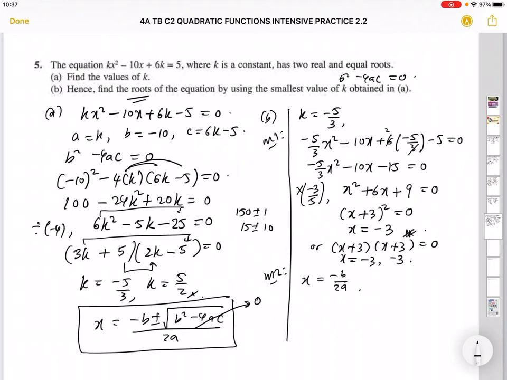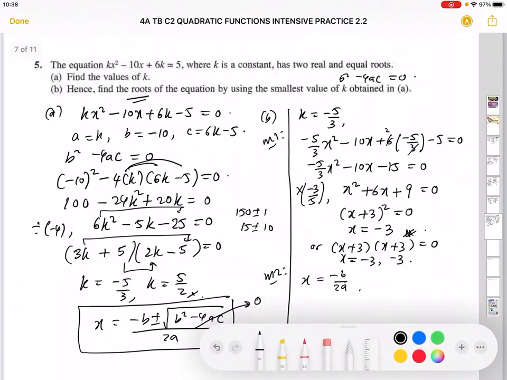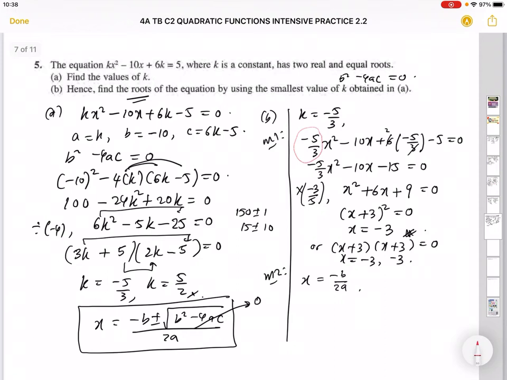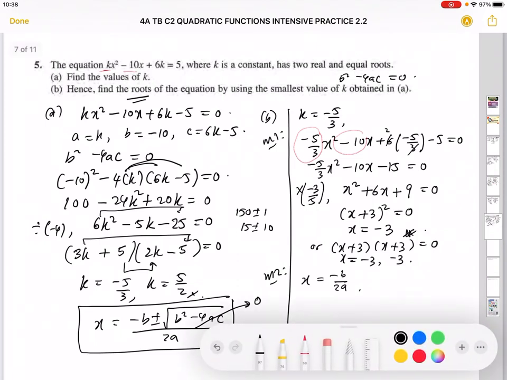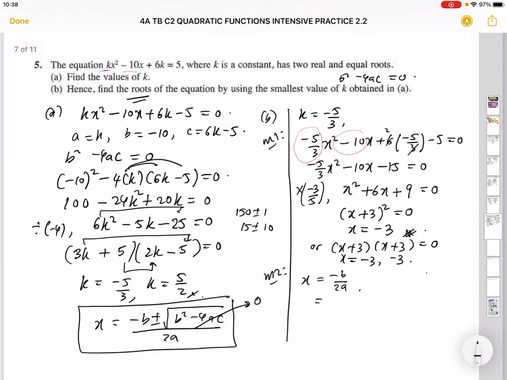Now, I know my b, I know my a. You don't even have to simplify the whole expression because you can see from here, my a is just k. I know my b is negative 10. You can even look at the original function. So I don't have to do all this. I just have to put my b, negative 10, over a, which is negative 5 over 3.